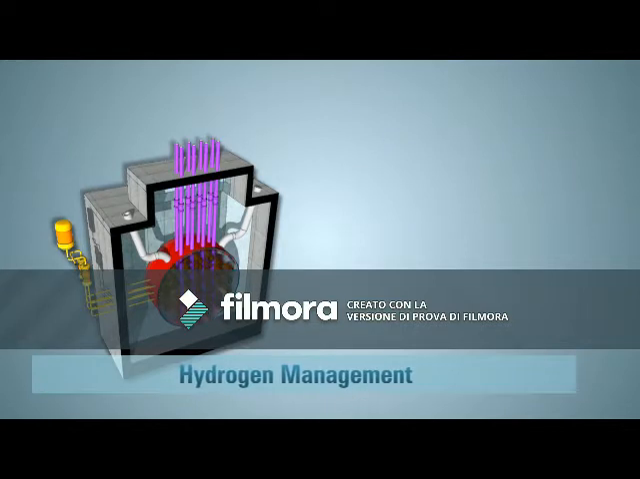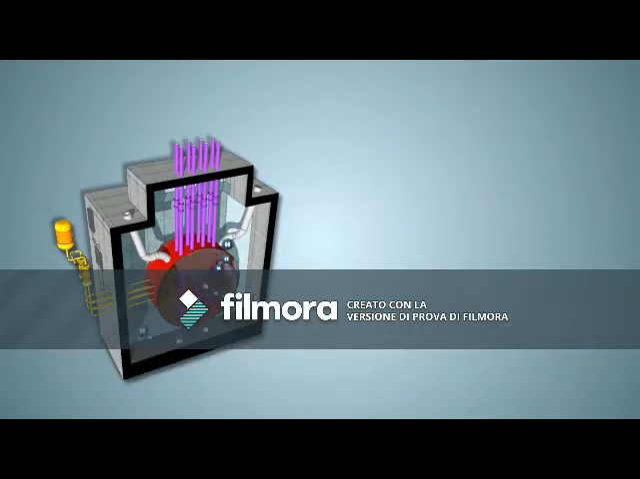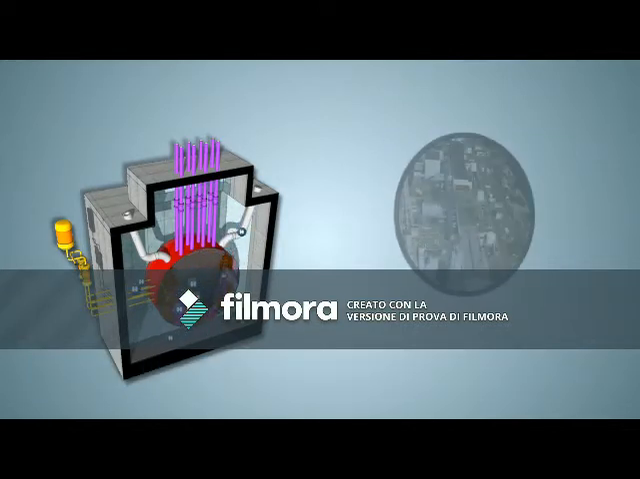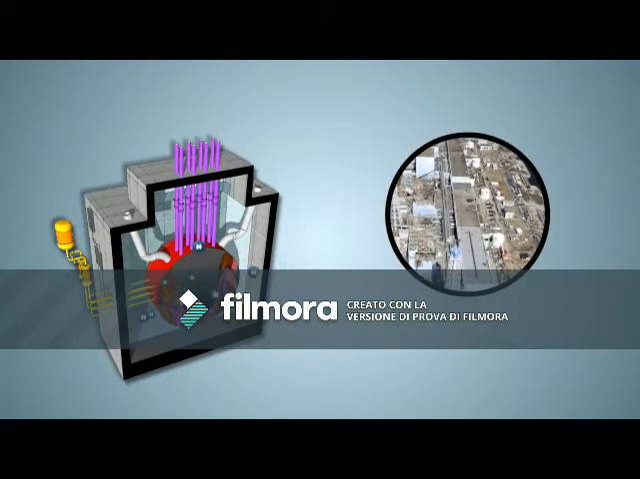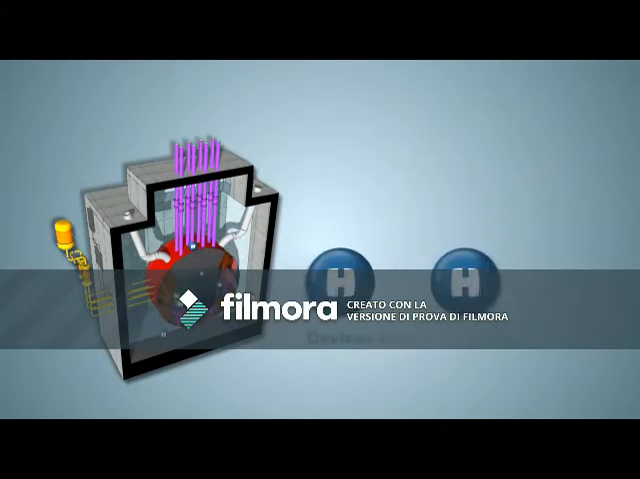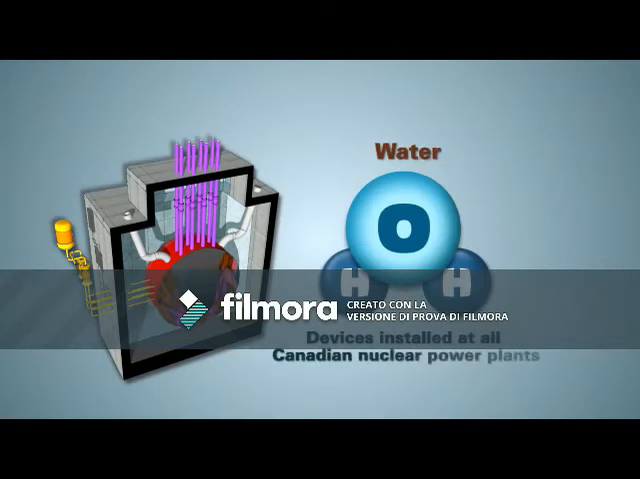When nuclear fuel melts, it creates hydrogen, an explosive gas. You may remember this from the events in Japan. In Canada, special devices that convert the hydrogen to water have been installed at nuclear power plants to reduce the risk of explosion. These devices also work without power.